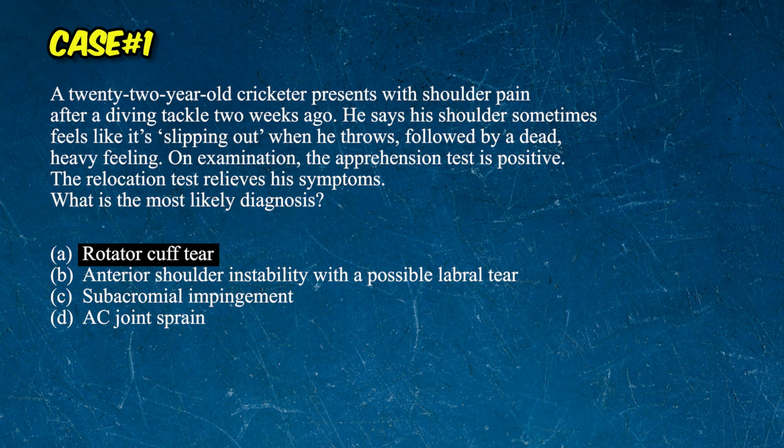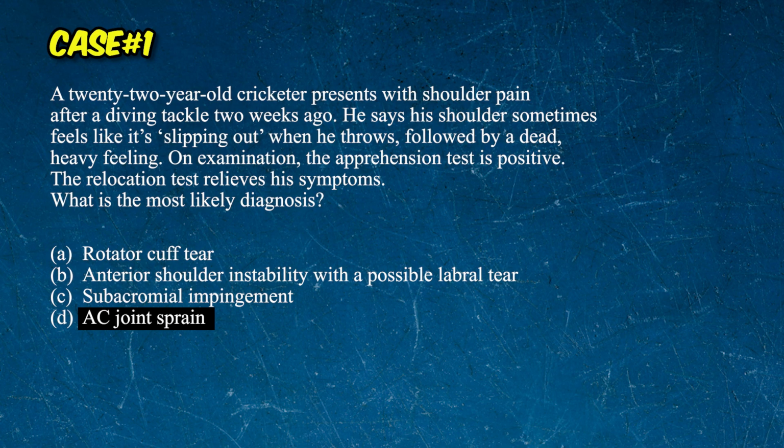And in a 22-year-old with no degenerative history, a traumatic cuff tear is possible, but the apprehension test being positive points us somewhere else. Option C, subacromial impingement. Impingement pain comes on gradually, typically with overhead activities, and you get that classic painful arc. But this patient's pain started after a trauma, a diving tackle, and the sensation of the shoulder slipping out. That's not impingement, that's instability. Impingement does not make the joint feel loose.